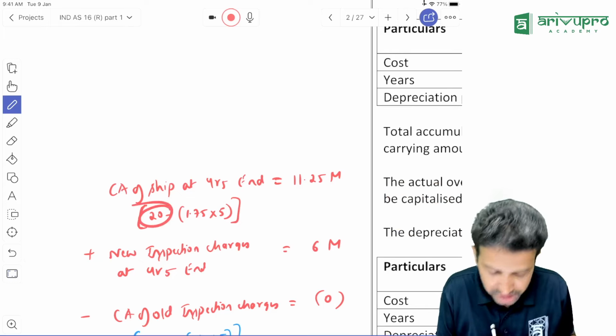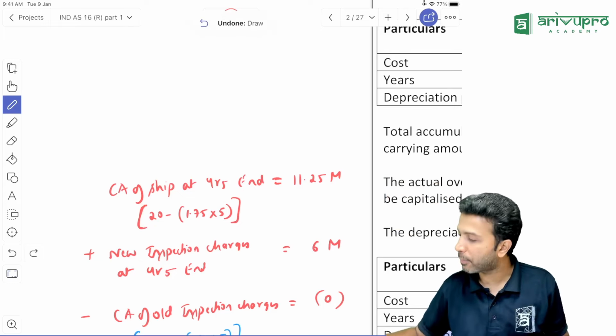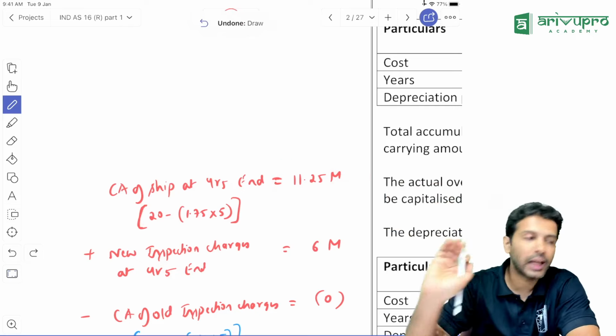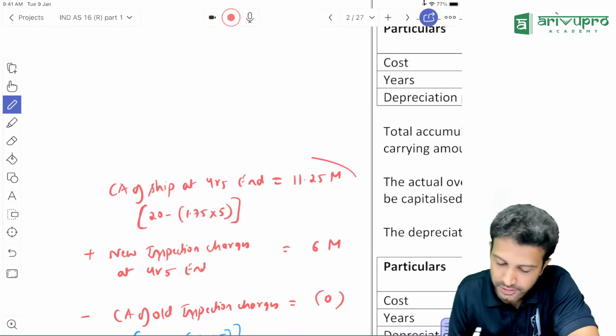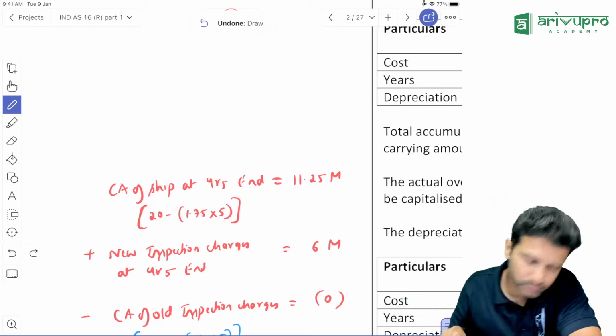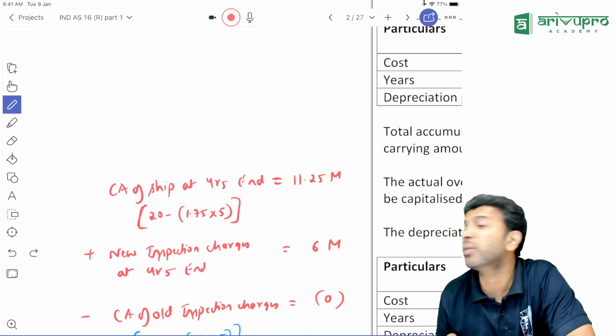You bought the ship for 20 million. In that, 8.75 is already depreciated. So what is the remaining carrying amount? 11.25 million. This is the first data. Hope all these numbers are looking good. Now, after 5 years, you tell me what will happen.